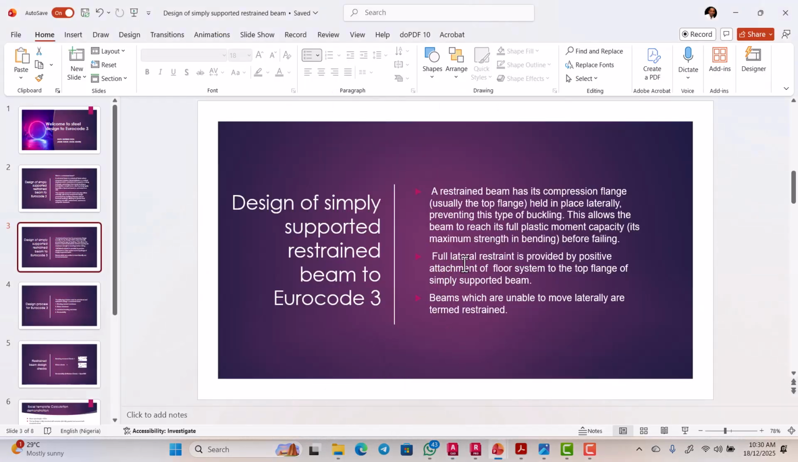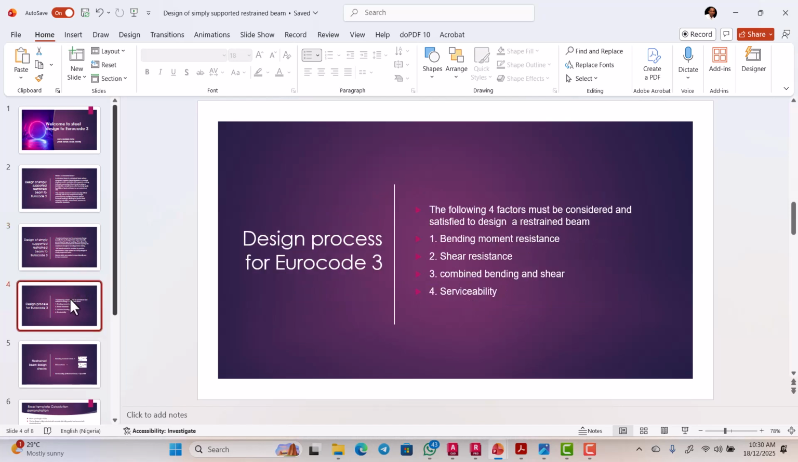Okay, so we proceed. We said here that full lateral restraint is provided by positive attachment of the floor system to the top flange of the simply supported beam. So beams which are unable to move laterally are then restrained. So this is further explanation of what we mean by a restraint beam.